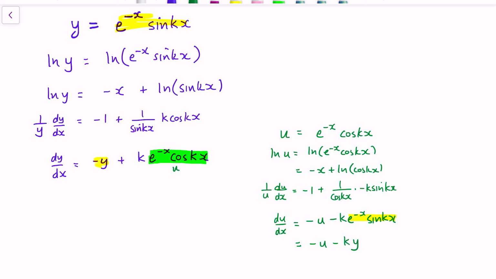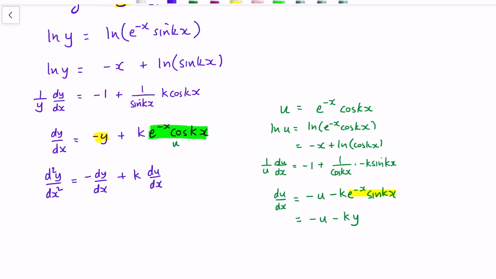Okay, so going back to, we've got the first derivative. We now want the second derivative. We can just do this all implicitly. d squared y over dx squared. Okay, diffing the first term, minus y diffs to minus dy/dx. And the second term, well, diffing that is going to be k times du/dx. And then realizing that, well, actually du/dx, we've already seen that term, it's minus u minus ky, so we can rewrite this.